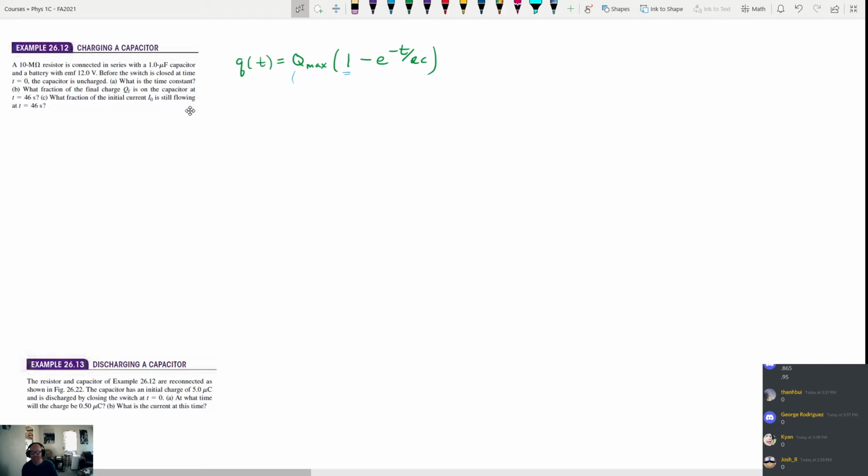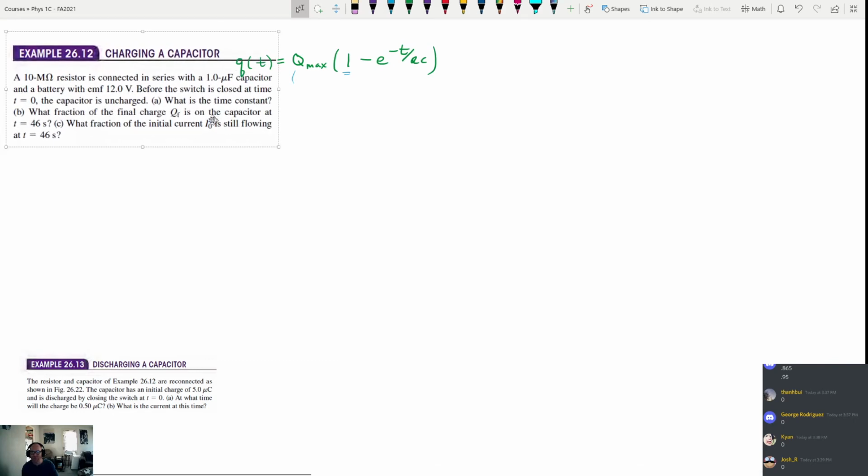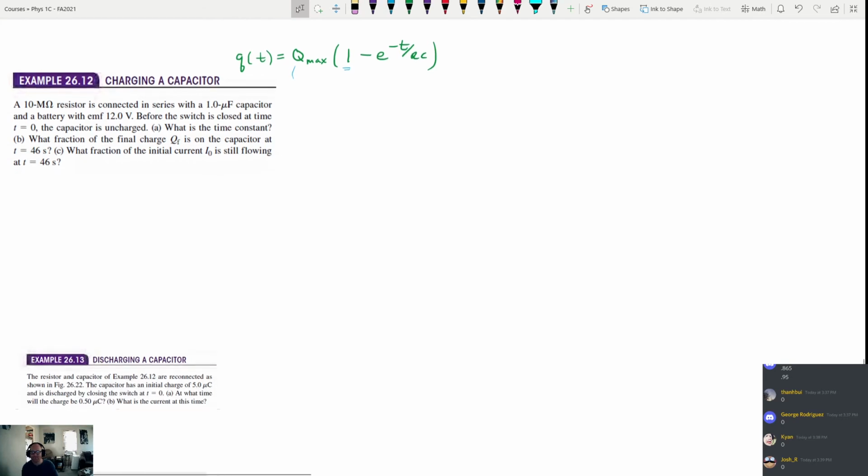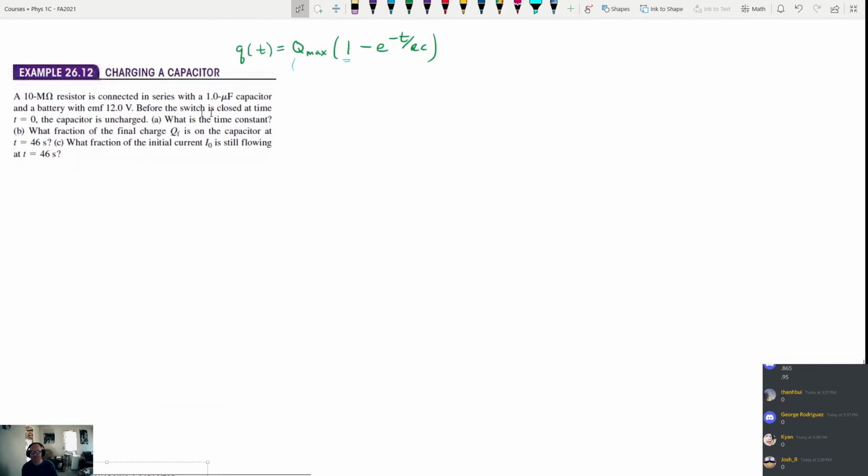So this says that we have a 10 mega ohm resistor connected in series with a 1 microfarad capacitor and a battery with an EMF of 12 volts. Before the switch is closed at time equal to 0, the capacitor is uncharged. We want to find the time constant. What fraction of the final charge QF is on the capacitor at time equal to 46 seconds, and what fraction of the initial current is still flowing at t equal to 46 seconds.